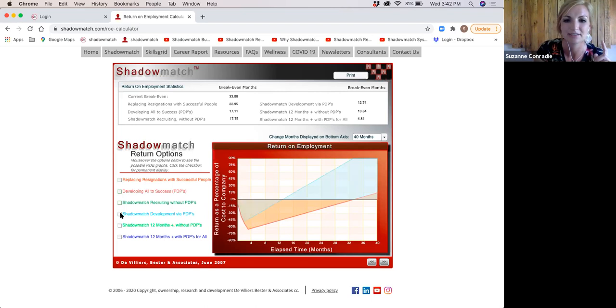Let's see what happens. Shadowmatch development with PDPs. So I'm using both of them. The PDPs are introduced. My time frame is shorter. I've used Shadowmatch for a whole year, but no PDPs. So I haven't done the development of my staff, but the Shadowmatch system has become a part of my process. So all of the recruitment has happened through that.